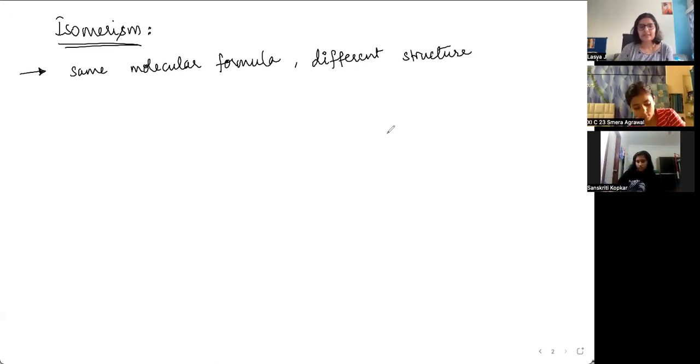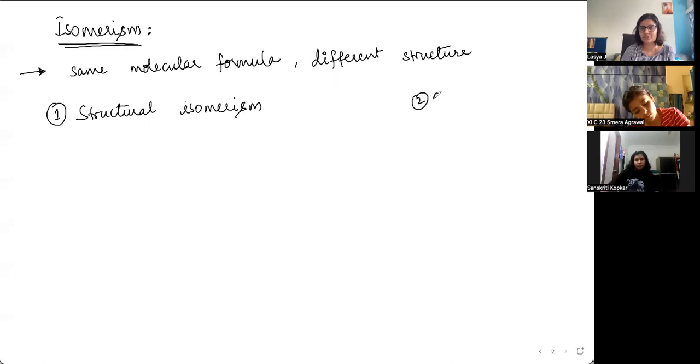Okay. And just like in the case of organic chemistry, even in coordinate compounds, we have two different types of isomerism. We have structural isomerism, and we have the second one, geometrical isomerism. We'll look at geometrical later. Okay, let's keep this aside for now. We'll come back to it.